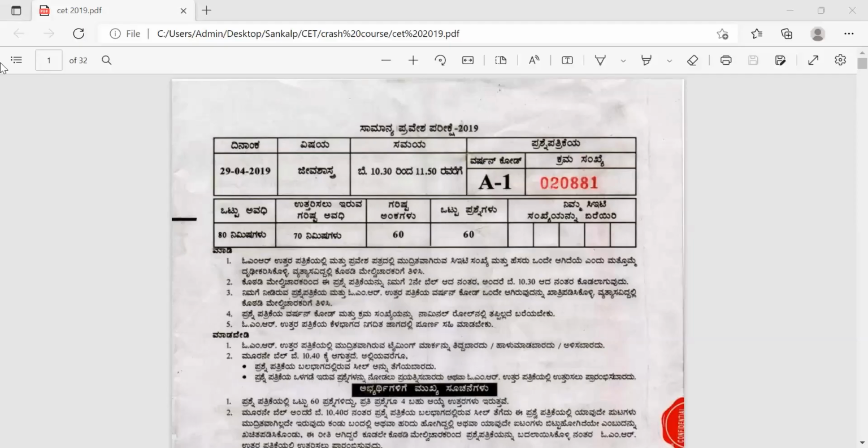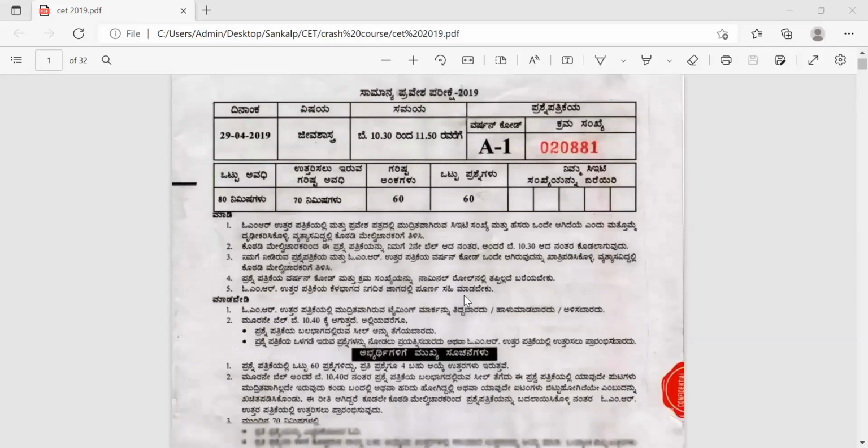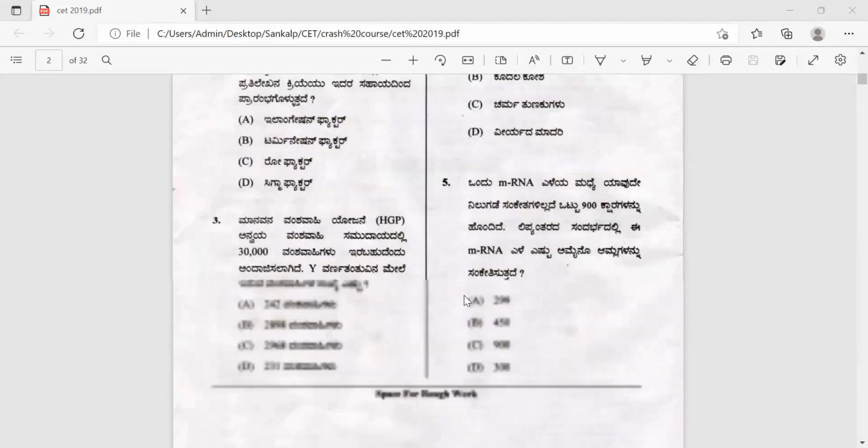Paper. Today we are going to discuss the 2019 question paper. Okay, can you see the screen? Yes, ma'am. Okay, fine. So here we will start.